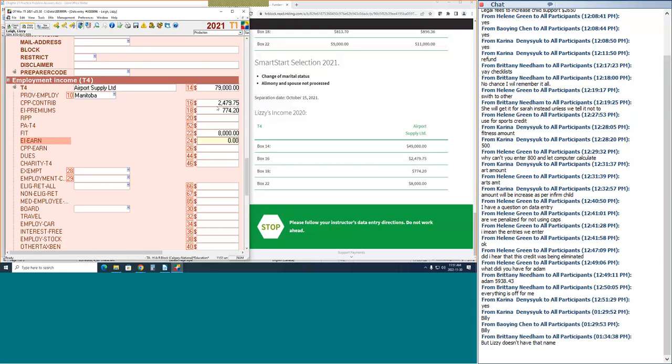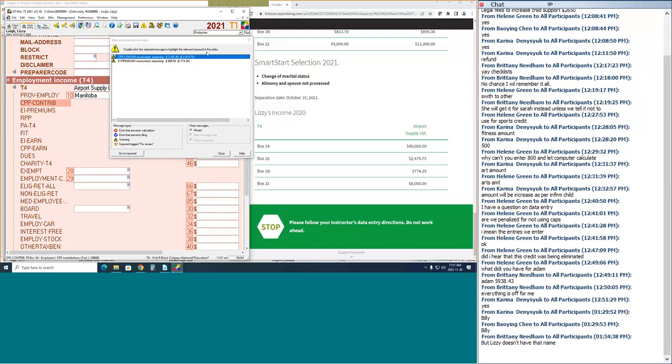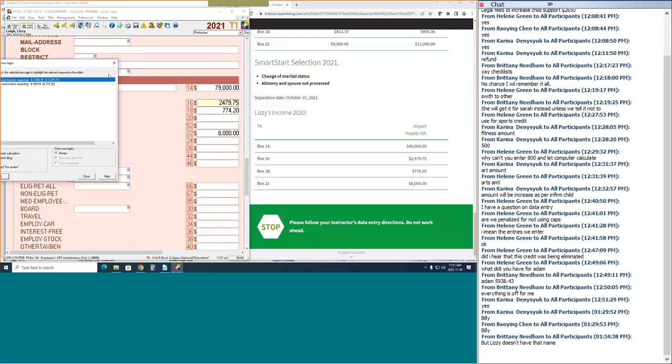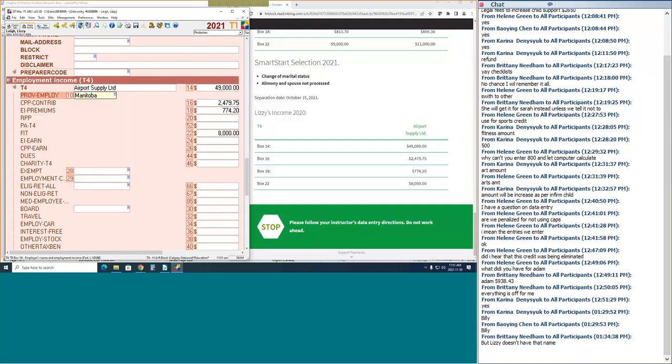Oh, I put them in the wrong place. 247,975, 77420. Nope, I didn't put them in the wrong place. It's going to ask me to verify them. Ah, that's why it's doing it. 49. See, this is how you catch your double entry errors. So 49,000 makes more sense. I can confirm that I have now done my data entry correctly with a check mark.